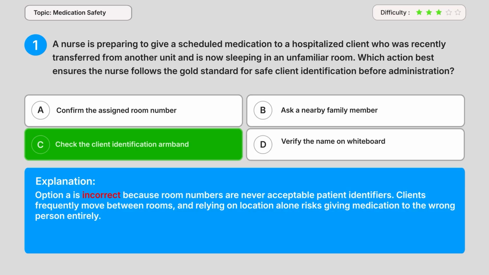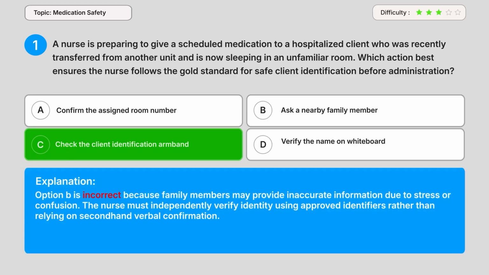Option A is incorrect because room numbers are never acceptable patient identifiers. Clients frequently move between rooms, and relying on location alone risks giving medication to the wrong person entirely. Option B is incorrect because family members may provide inaccurate information due to stress or confusion. The nurse must independently verify identity using approved identifiers rather than relying on second-hand verbal confirmation.